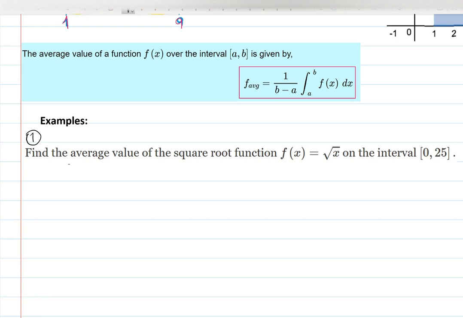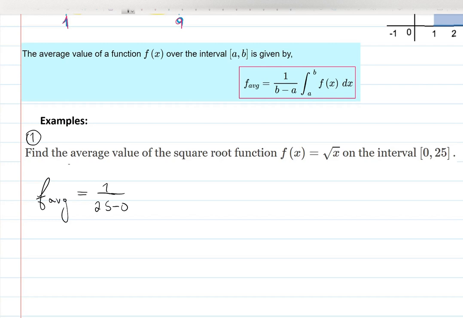Find the average value of the square root function, f of x equals square root of x, on the interval. We'll look at the formula and just follow it. So f average, that's not actually international notation, to be honest, and I saw different notations on this, is going to be 1 over 25 minus 0.